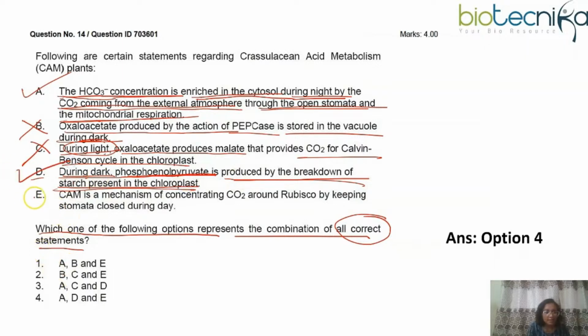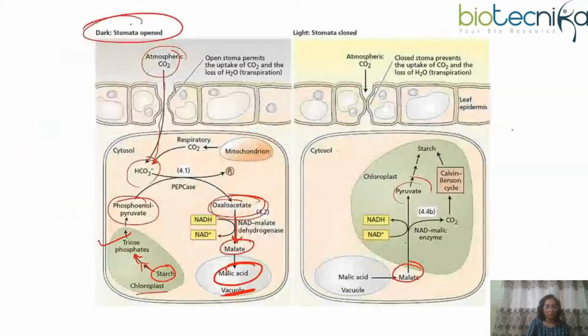So this is correct. And last, CAM is a mechanism of concentrating CO2 around rubisco by keeping stomata closed during the day. This sentence is also true. Both C4 and CAM pathways are CO2 concentrating mechanisms. Their purpose is to make sure that rubisco is surrounded more by carbon dioxide so that photorespiration can be minimized. So the last sentence is correct. So A, D and E are the correct statements and the answer is option 4.